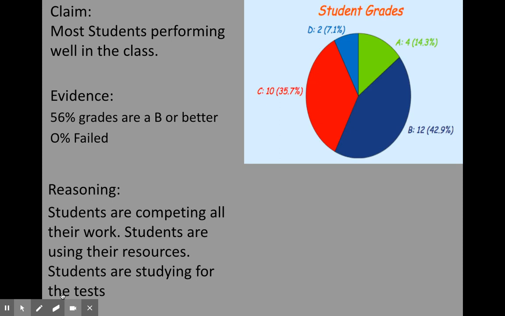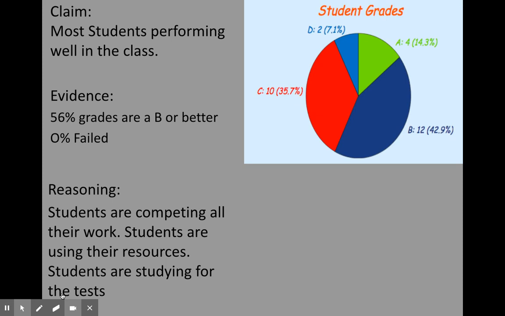Evidence. So, what evidence supports that most students are performing well in the class? 56% of the grades are a B or better, and 0% are failing. So, those are two pieces of evidence provided in the graph to support the claim that most students are performing well in the class. If no one's failing, I think that's pretty good. And if more than half have a B or better, that's really good as well.